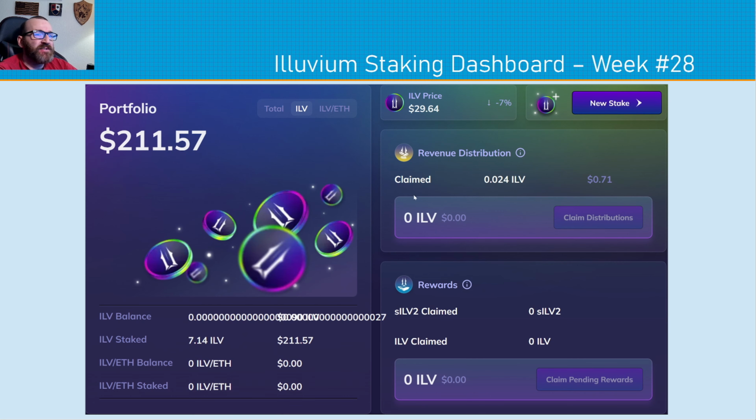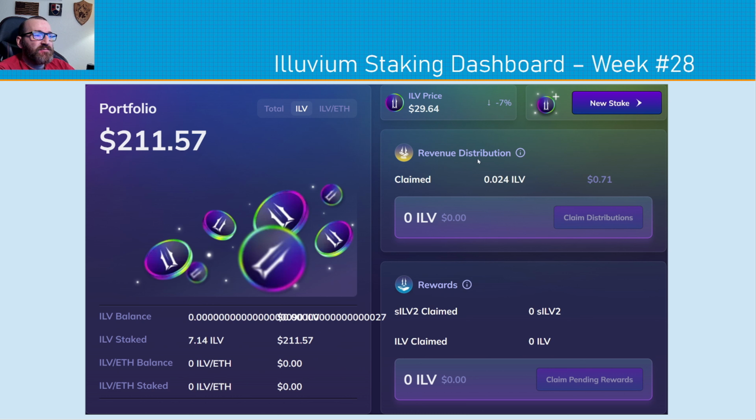We have our Illuvium staking dashboard for week 28. Again, this ILV balance, I don't know why it comes out messed up like this, but we have 7.14 ILV staked for revenue distribution, which has a current market value of $211.57. The current price as of filming this is about $29.64. So right around that $30 mark. So it's been coming down. A lot of the altcoins have been coming down.